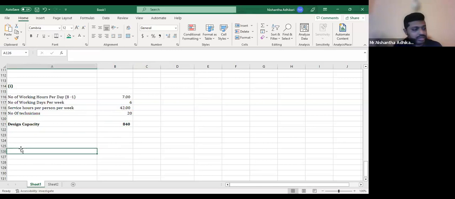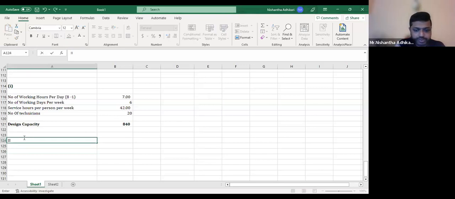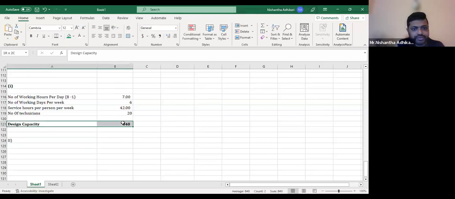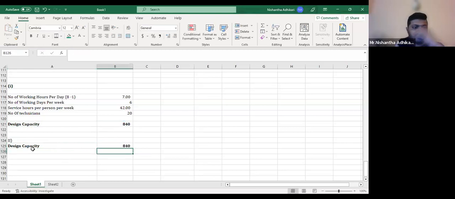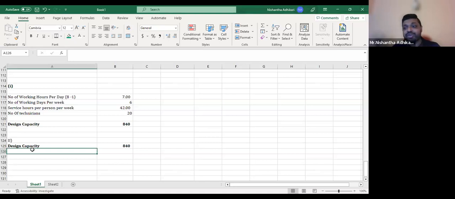Design capacity is the theoretical capacity, and then we ask about effective capacity. Now, design capacity is 840. Effective capacity means out of 840, there might be sick leaves or production disruptions. Total design capacity may not be the same as effective capacity. It can be lower, sometimes due to machine breakdown or employee strikes. That is considered in the normal situation.